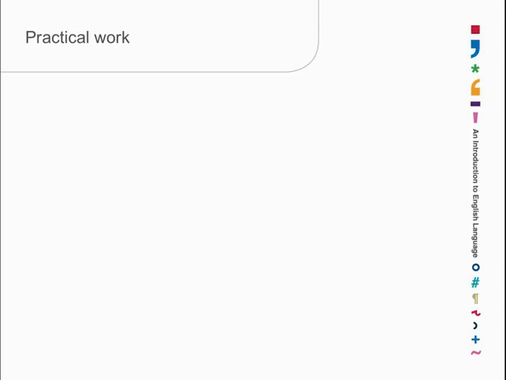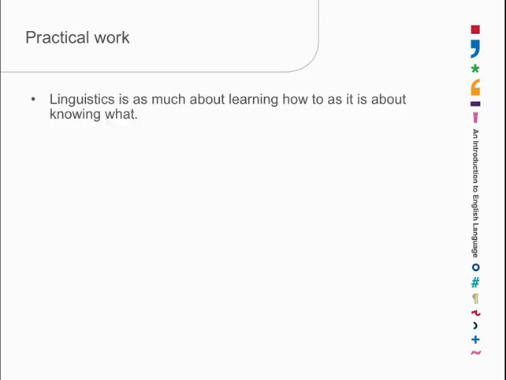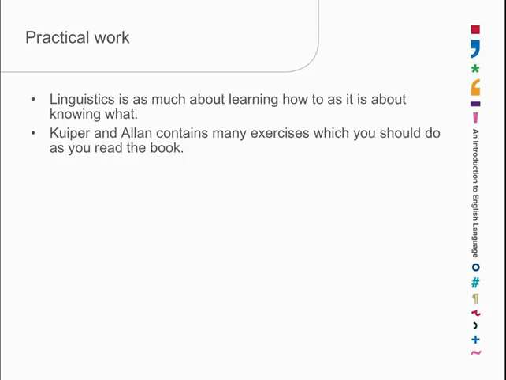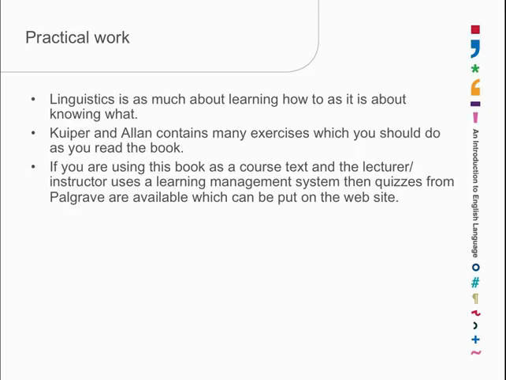Linguistics and the study of the English language can't be done without practical work. It's as much about learning how to as it is about knowing what. In a way, it's quite like playing the violin, where learning about violins is not much use, and practicing is what it's all about. In Kuiper and Allan, there are lots of exercises which you do well to do as you read the book. They're given in the margin with a little pencil saying, do 'em now. It's part of the business of coming to understand how things work. Without the practical work, there's really not much point.